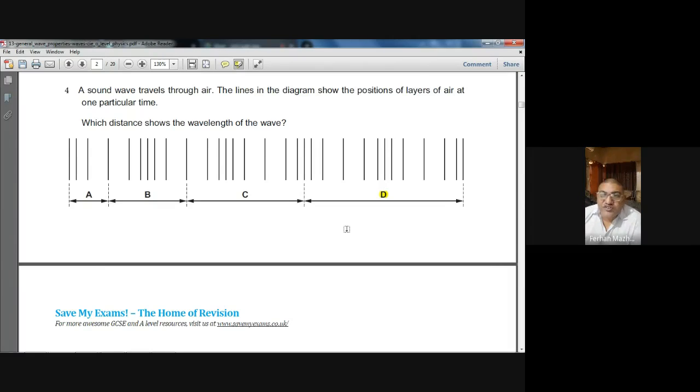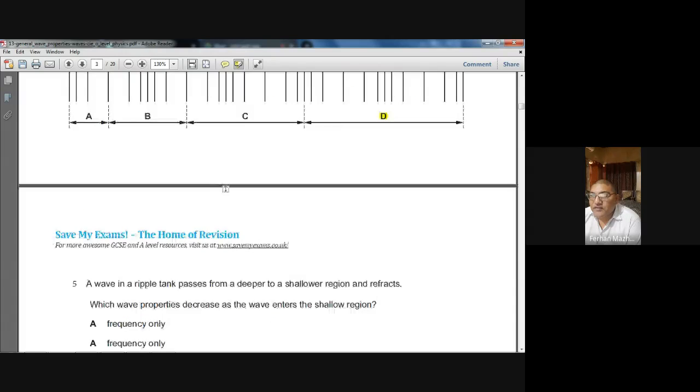Which distance shows the wavelength of a wave? It's from the center of one compression to the center of the next compression. So D is the exact choice. D represents one wavelength. So for question number 4, D is the choice.